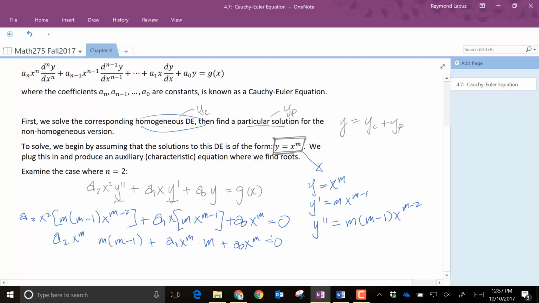So if we factor out an x to the m, we have our characteristic polynomial: a sub 2 times m times m minus 1, plus a sub 1 times m, plus a sub 0. And remember that we're assuming that our solution is of the form x to the m, so we're interested in solving for m.